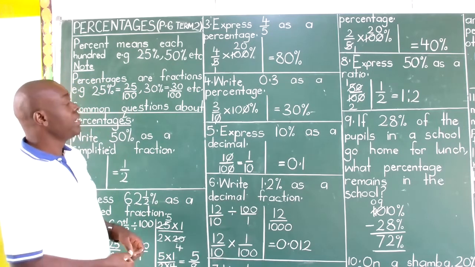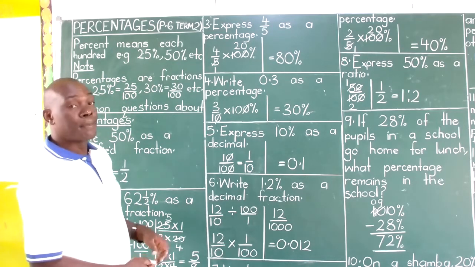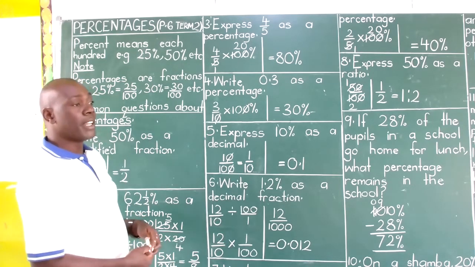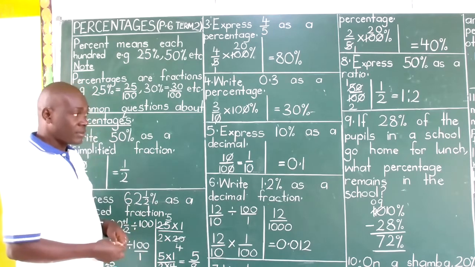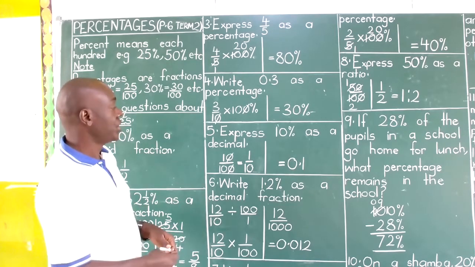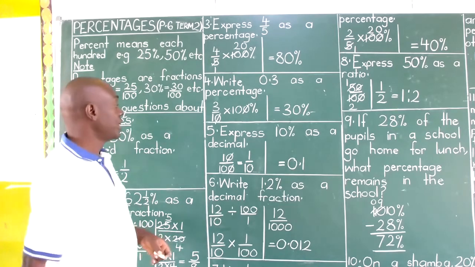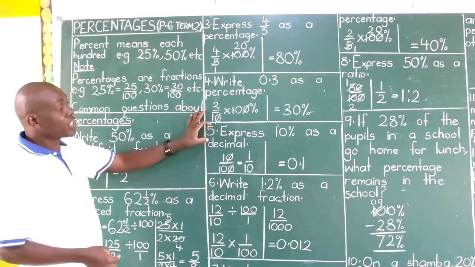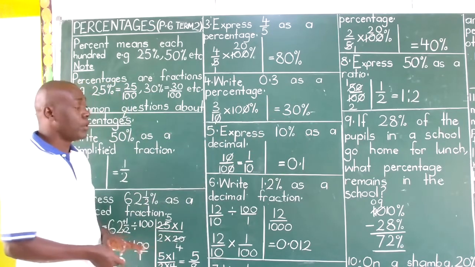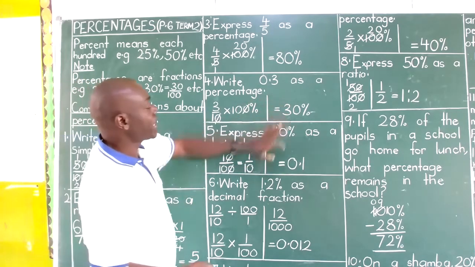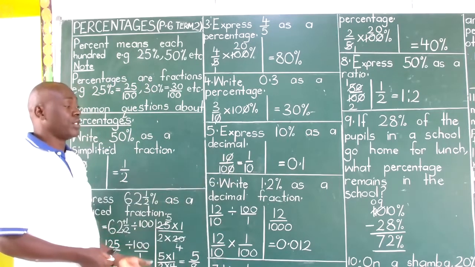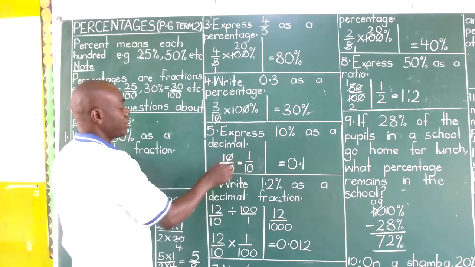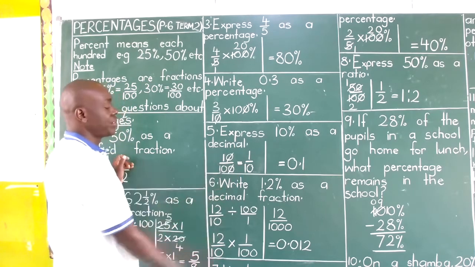Then you will be told to express a percentage as a decimal, or in decimal form. Remember, a decimal is that number that contains a point. So go express 10% as a decimal. Remember, 10% as a fraction is 10 out of 100. So you write it here, then cancel, divide by 10. 10 by 10, you get 1. 100 by 10, you get 10.